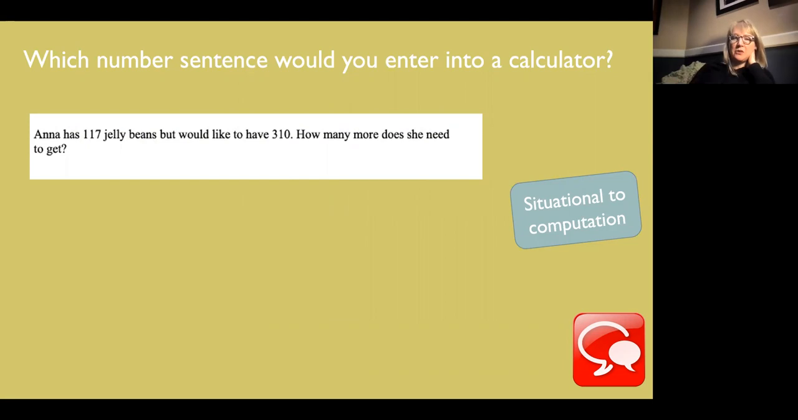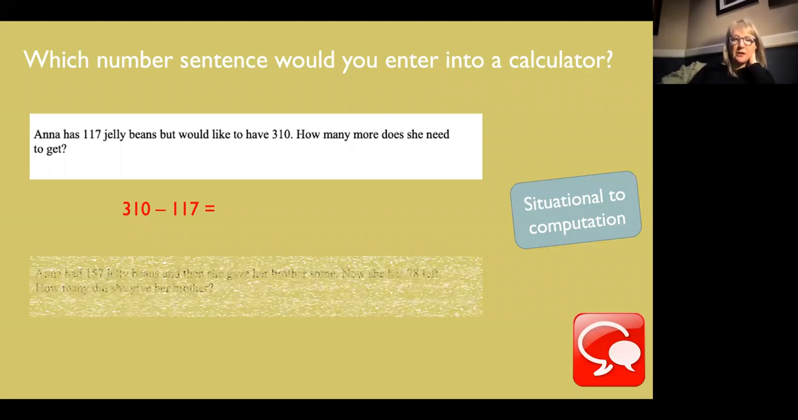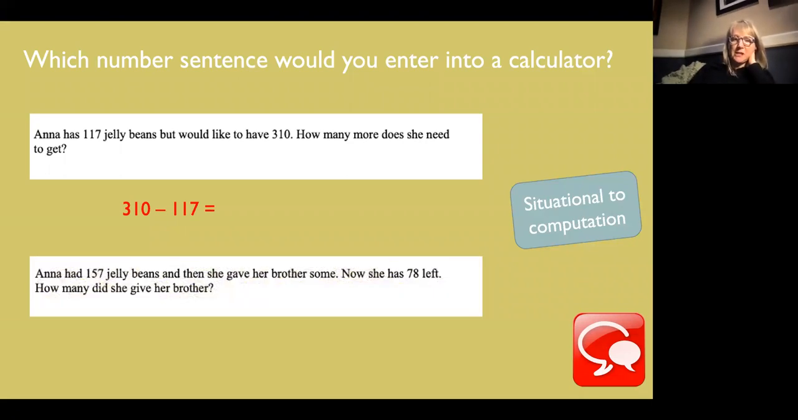They need to be able to switch this around so that it's an inverse, so that the result is unknown, because the calculator is only going to give them a result unknown. So they need to do the inverse there. And same with this one. She has 157 jelly beans, and now it's the change unknown, and we have the result, which is 78.